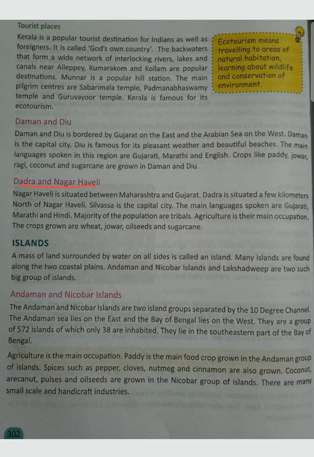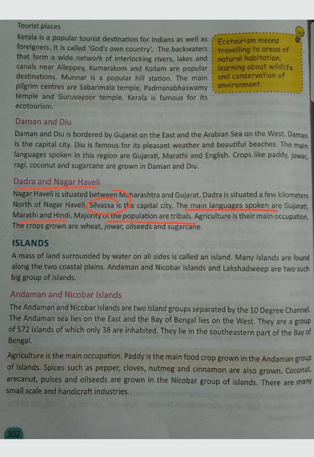Dadra and Nagar Haveli. Nagar Haveli is situated in between Maharashtra and Gujarat. Dadra is situated a few kilometers north of Nagar Haveli. Silvassa is the capital of Dadra and Nagar Haveli. So what is the capital of Dadra and Nagar Haveli? Silvassa. The main languages spoken are Gujarati, Marathi, and Hindi.